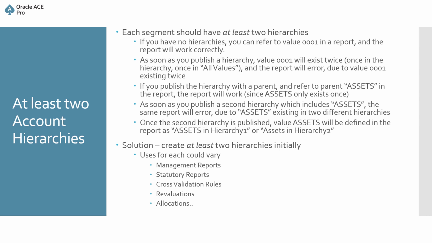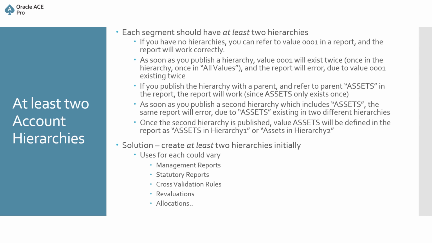The reason you go for at least two hierarchies. Let's suppose you've got no hierarchies at all, and you build a financial report. You can refer to value 001 in the report. The report is going to work fine. It's going to pull back 001, whatever that refers to. As soon as you publish a hierarchy, which includes that 001, and you run that report, the report will error out. It will not work for you because 001 exists in two places. And if it exists in two places, which version do you want me to use? It's not going to work.